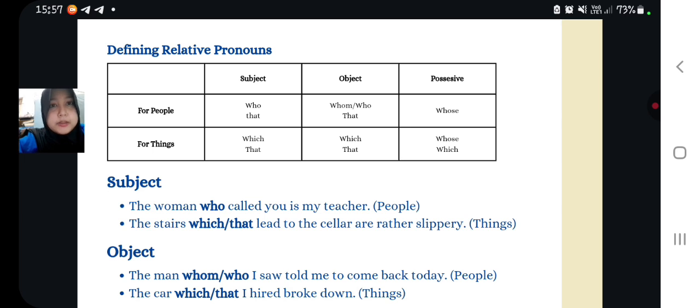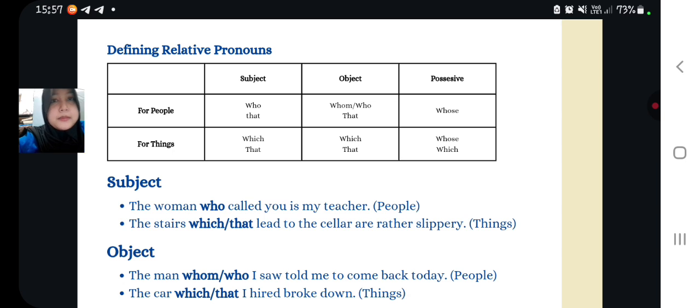This is the table for defining relative pronouns. For subject, people: who, that. For object, people: whom, who, or that. For possessive, for people: whose. And then subject for things: which, that; object for things: which, that; and possessive for things: whose, which.